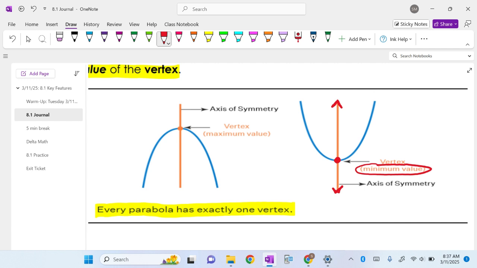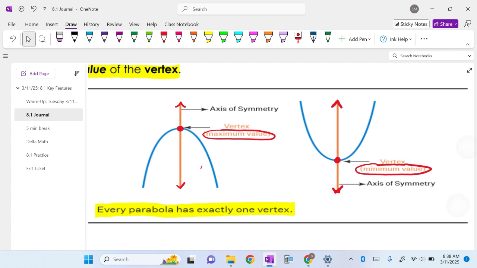Now, if your graph looks like an upside down U, then it's a maximum value. It's the highest point on that graph. And again, the axis of symmetry is the line that cuts through it. So if it's oriented like an upside down U, it's always going to be a maximum. If it's oriented like a U, it's always going to be a minimum. That's how it's always going to look.